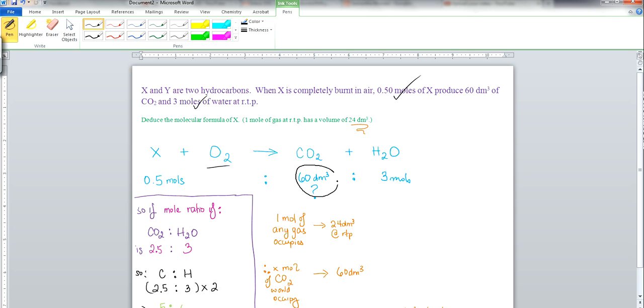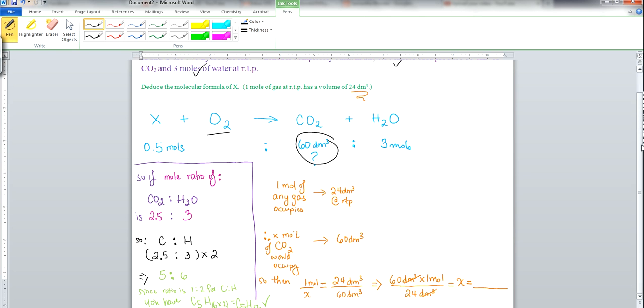Because if we have volume, we can find out moles, right? So I went on to do this. If 1 mole of any gas occupies 24 decimeters cubed at r.t.p, then X moles of carbon dioxide will occupy 60 decimeters cubed. And this right here is the expression you would use, right? So 1 mole, I wrote it out as 1 over X equals 24 over 60.